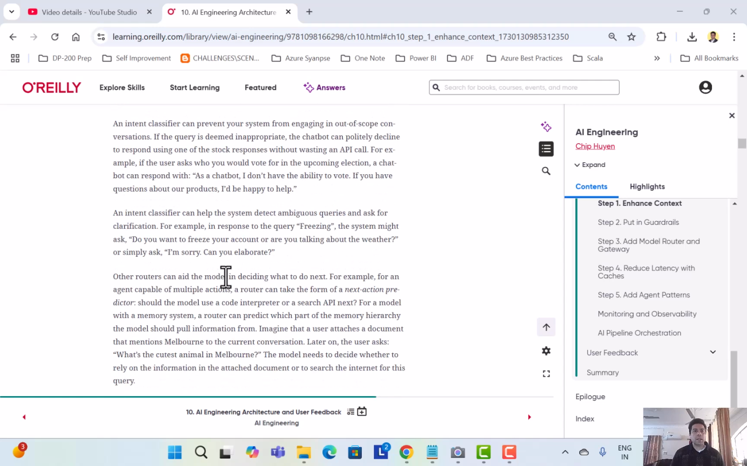Makes sense. An intent classifier can prevent your system from engaging in out-of-scope conversations. If the query is deemed inappropriate, the chatbot can politely decline to respond using one of the stock responses without wasting an API call. For example, if the user asks who you would vote for in the upcoming election, a chatbot can respond with, "As a chatbot, I don't have the ability to vote. If you have questions about our products, I'll be happy to help." So this would be very useful, especially in applications which are available to a wider audience.